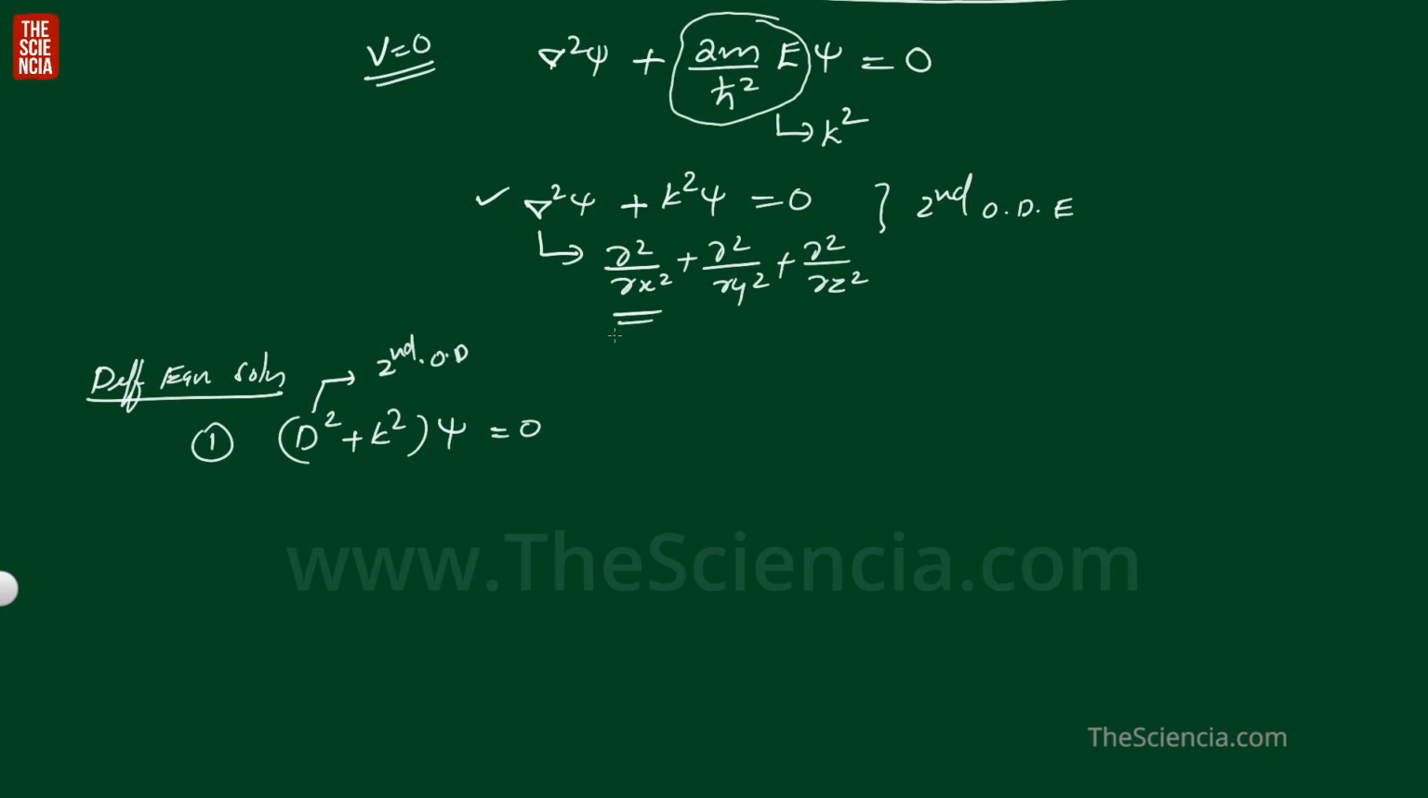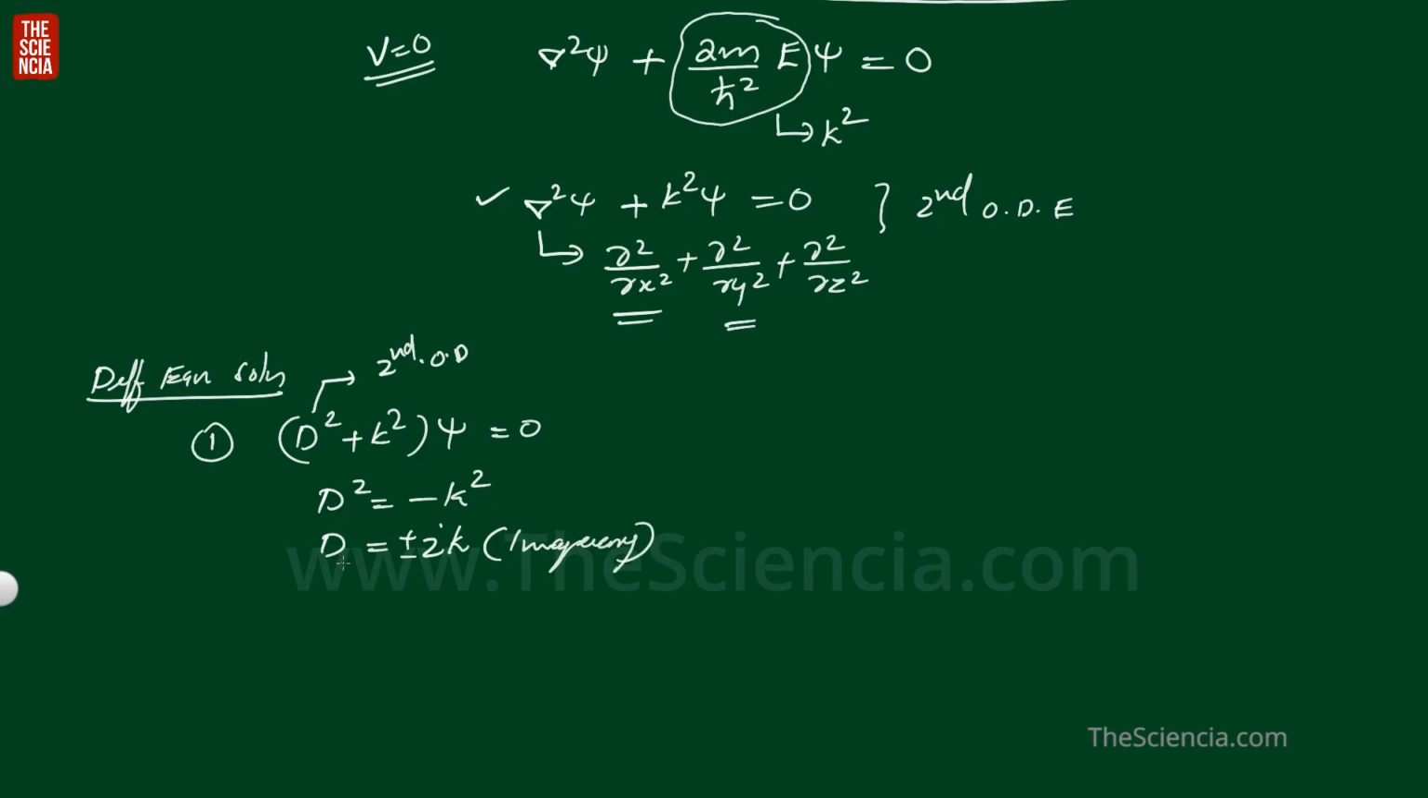That is, this dou square by dou x square and dou square by dou y square are represented by D square. So from this equation, we get D square equal to minus k square. So we can find the D value, that is, the root of minus k square, that is i k, that is plus or minus i k, right? So this D is imaginary.